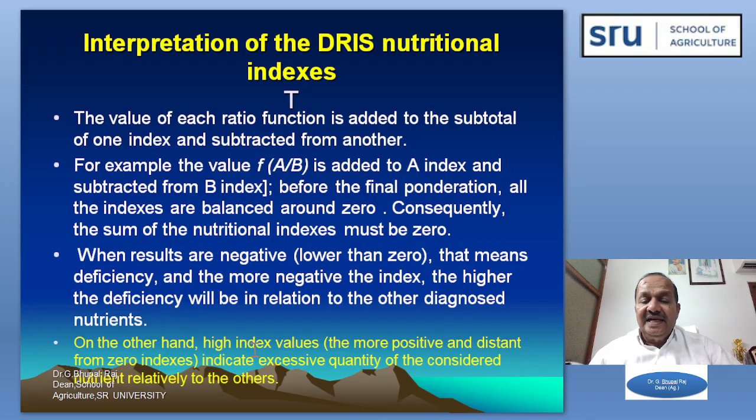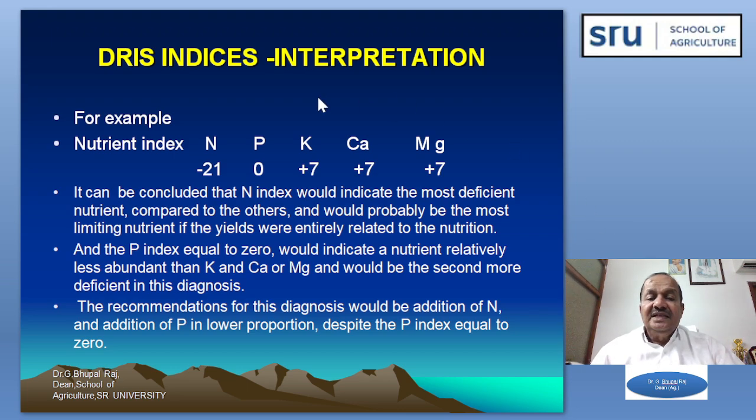On the other hand, high index values, the more positive and distant from 0, indicate an excess of the considered nutrient relative to the others. The more positive it is, the more the excess, and sometimes it may even be toxic. So these are the interpretations of the indices.